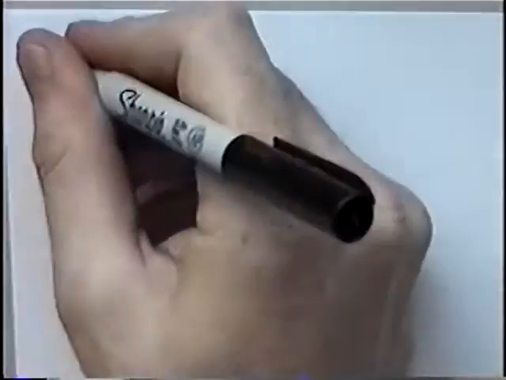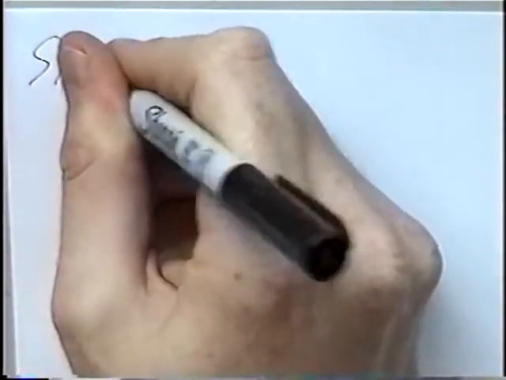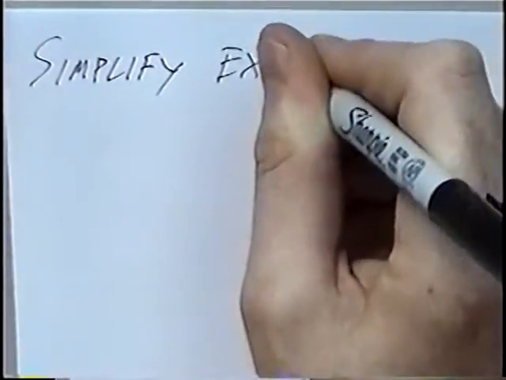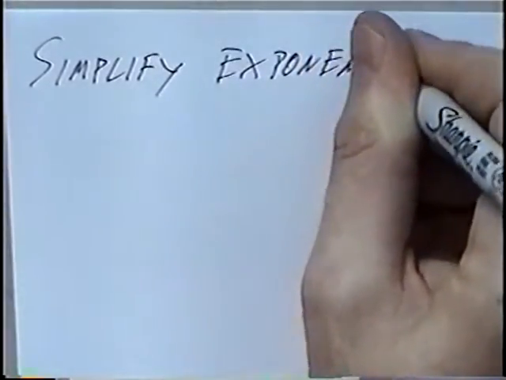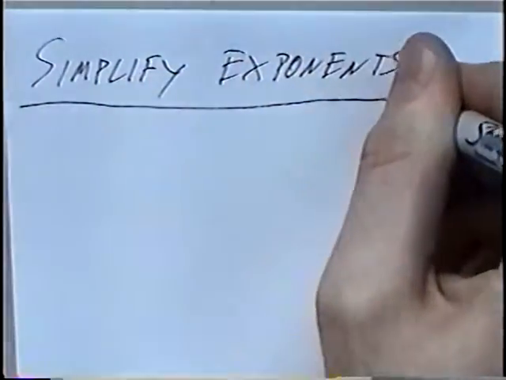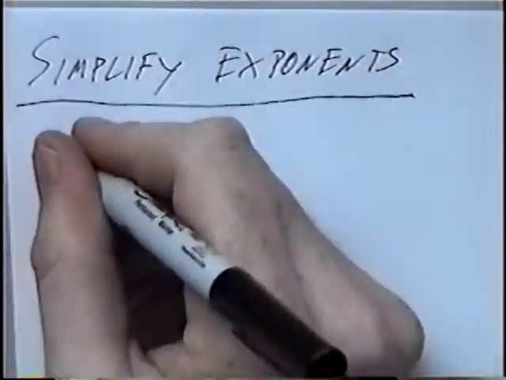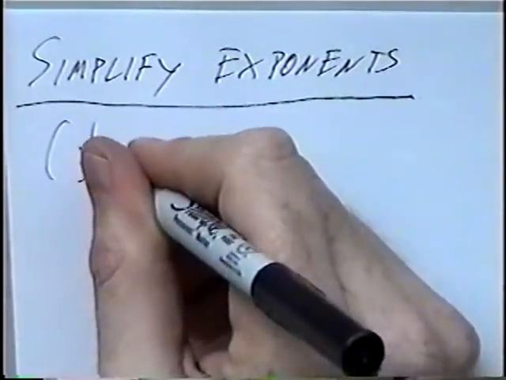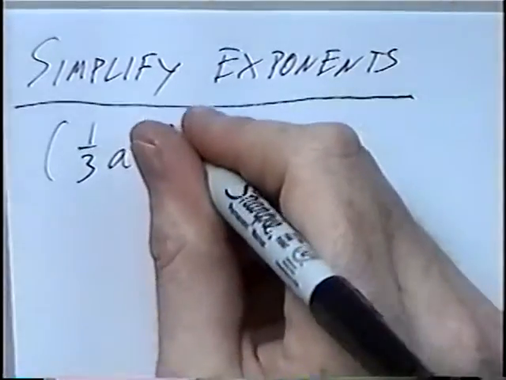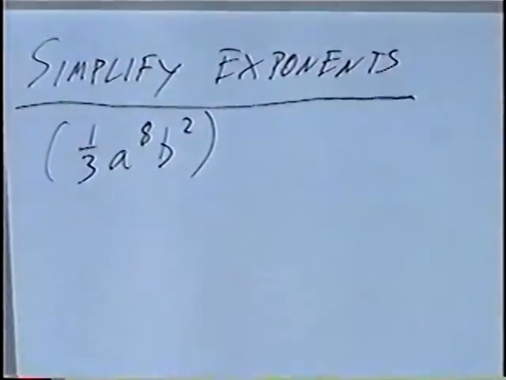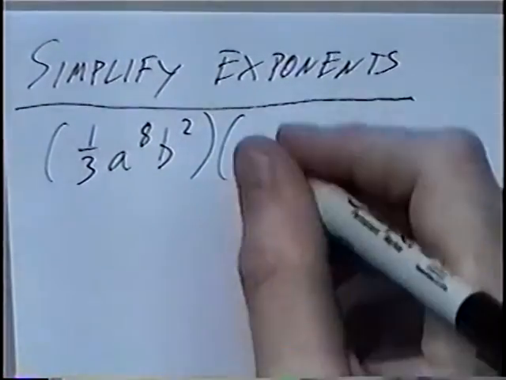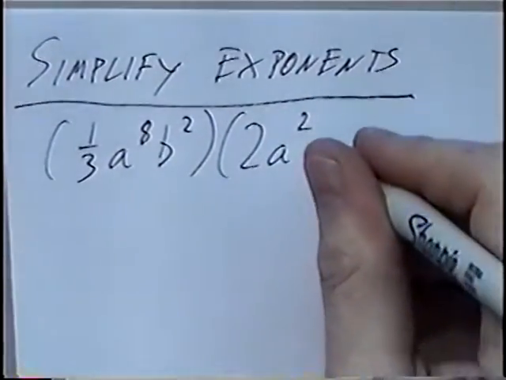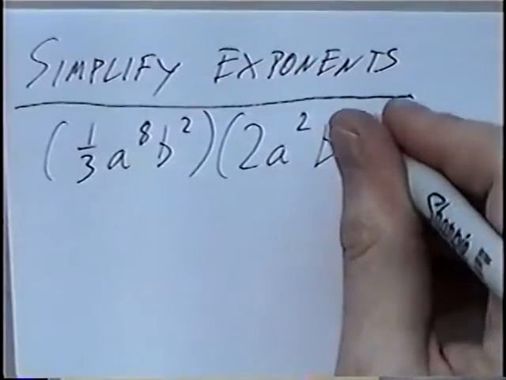Title of the first section today is Simplify Exponents. First problem: the first parentheses, 1/3, a to the 8th power, and b to the 2nd power, times a second parentheses, 2, a to the 2nd power, and b to the 2nd power.